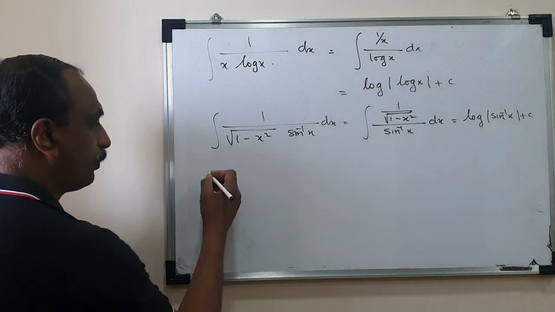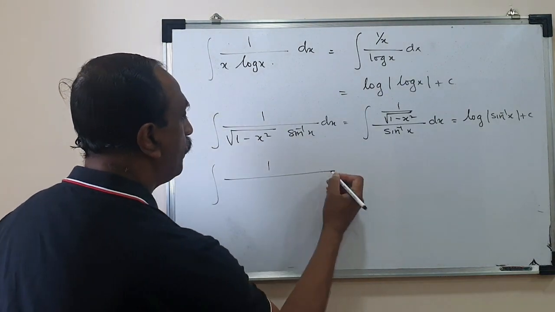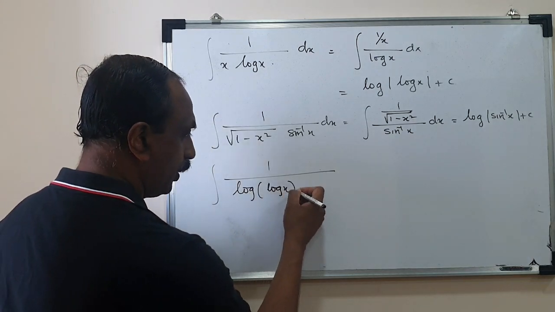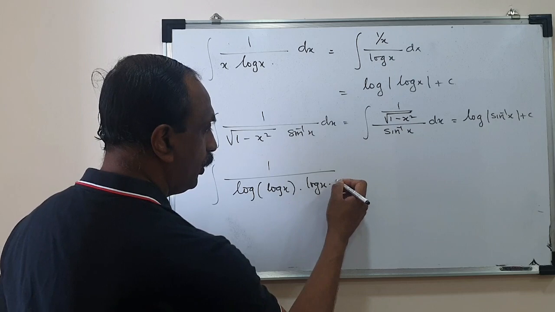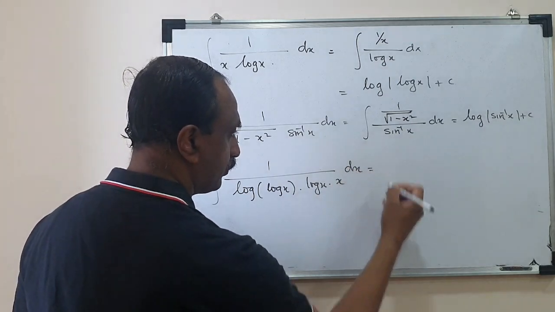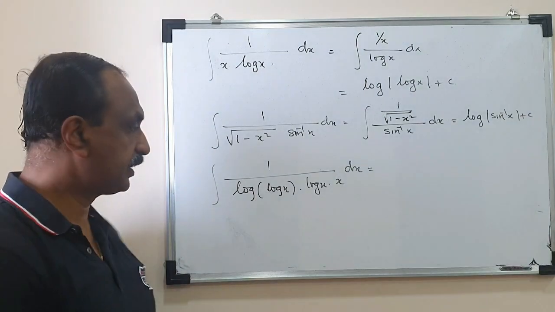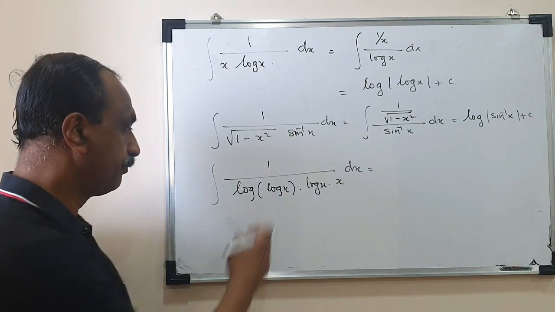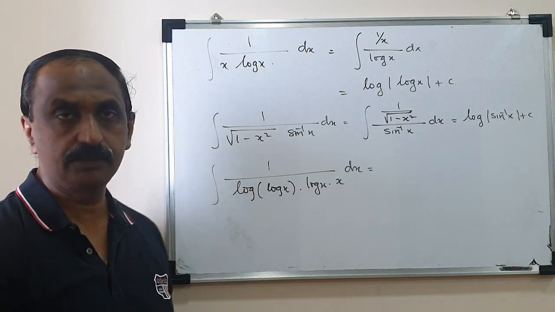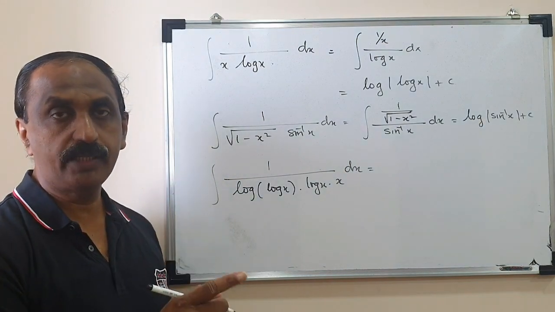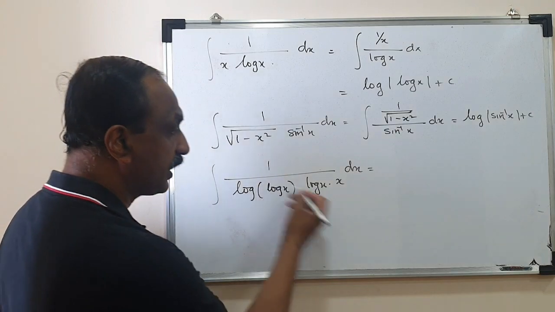Okay, let's have a look at one more question. 1 upon log of log x into log x into x dx. So which is the biggest function here? Log of log x. When I say biggest, I mean the more complicated function. If I find the derivative of this, what is the derivative of log of log x? 1 by log x into derivative of log x. So that is exactly what I have over here.